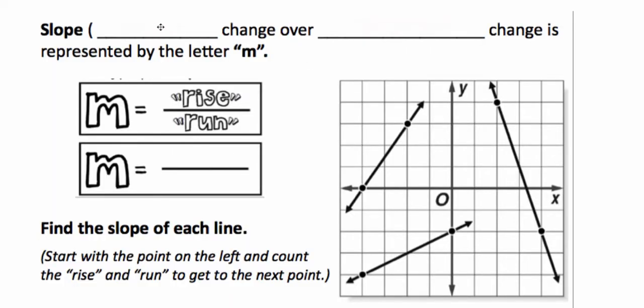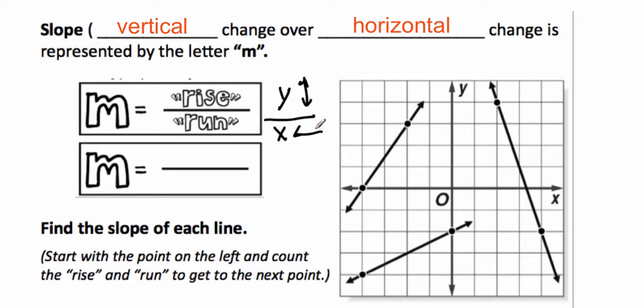Slope is calculated this way. You find the vertical change over the horizontal change. Oddly enough, this is really challenging to remember because we're always used to taking the x first and then the y. When we plot points, we go over on the x and then up on the y. Slope changes things. We're going to put the y on top, the vertical change, how much it's going up and down, over the x, which is our left and right.